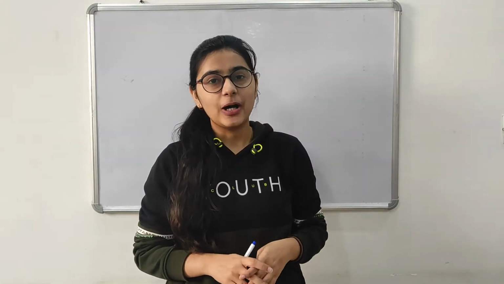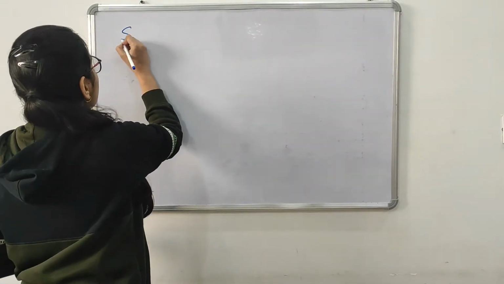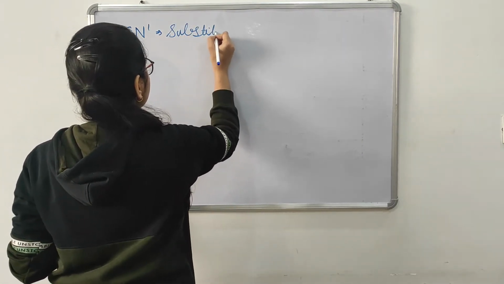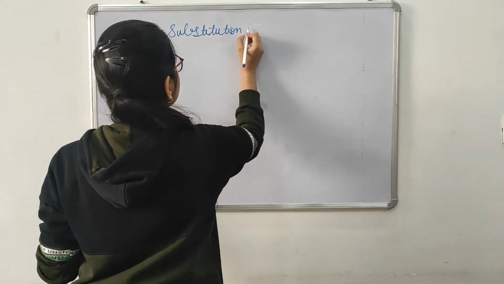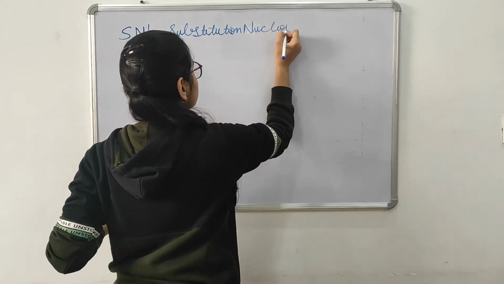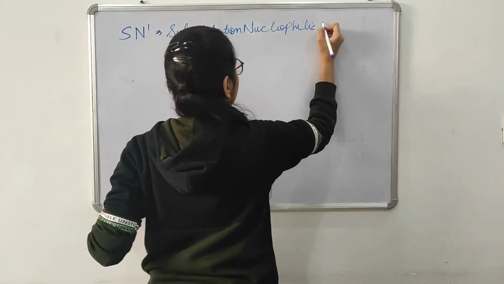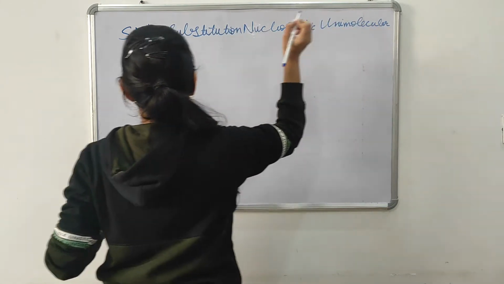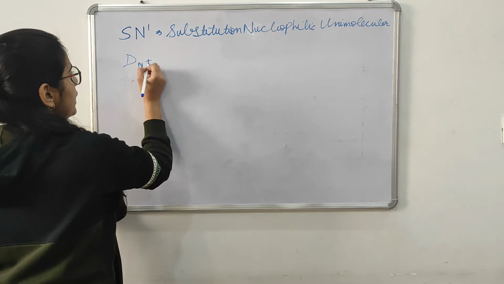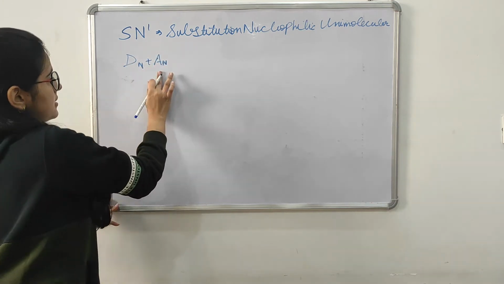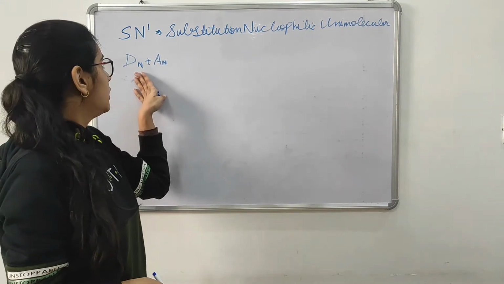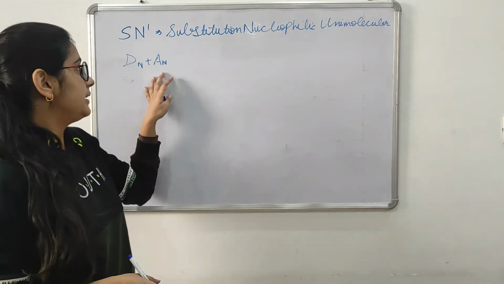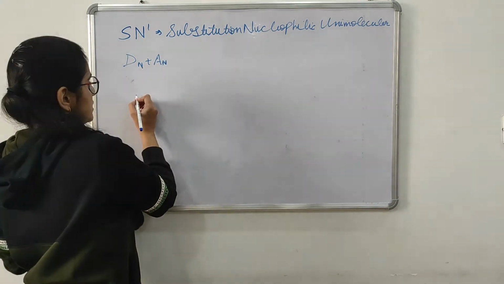Now we will study about SN1 reaction. So what is SN1? SN1 means substitution nucleophilic unimolecular. It is also known as DN plus AN. Now what does this DN plus AN mean? DN plus AN means dissociation of the nucleophile first and then the association. Now what does this mean?